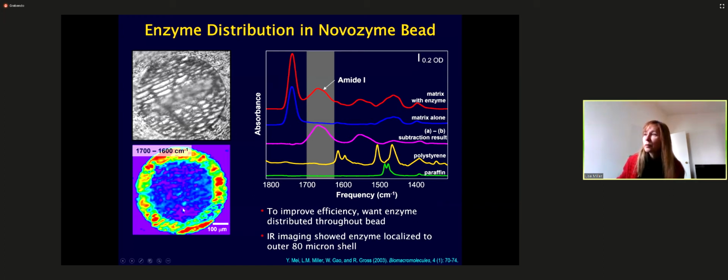And so they had all this wasted space in the center of the bead, and it was only working on the surface. And so what they did is they went back to the drawing board, and they shrunk the size of the bead so that they would actually build a bead that the enzyme was doing its job all the way through the center of the bead. And so that was the result of that, was that we were very surprised to see that the enzyme was only on the surface of the bead in this 80 micron shell and not in the center.